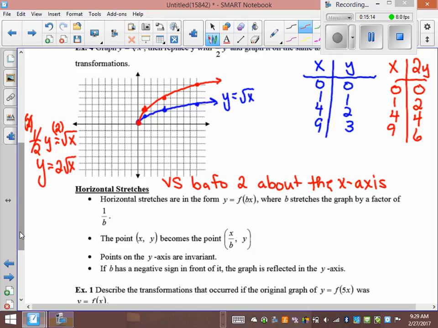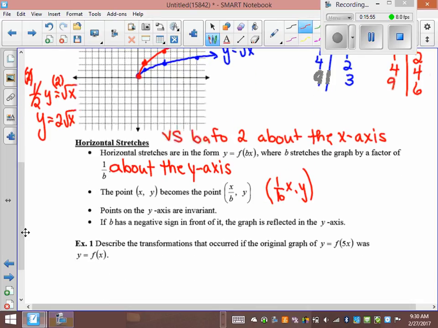Then we deal with horizontal stretches. Horizontal stretches are in the form y equals f of bx. Now, this is with the x, right? When it was with the x and it was x minus 2, we said it was 2 to the right. If the b is with the x, which will always be, your horizontal stretch is actually by a factor of 1 over b. So the point, you could just write it as 1 over b times x, y. So the b stretches the graph by a factor of 1 over b, about the y-axis, because when it's with the x, it's about the y-axis.